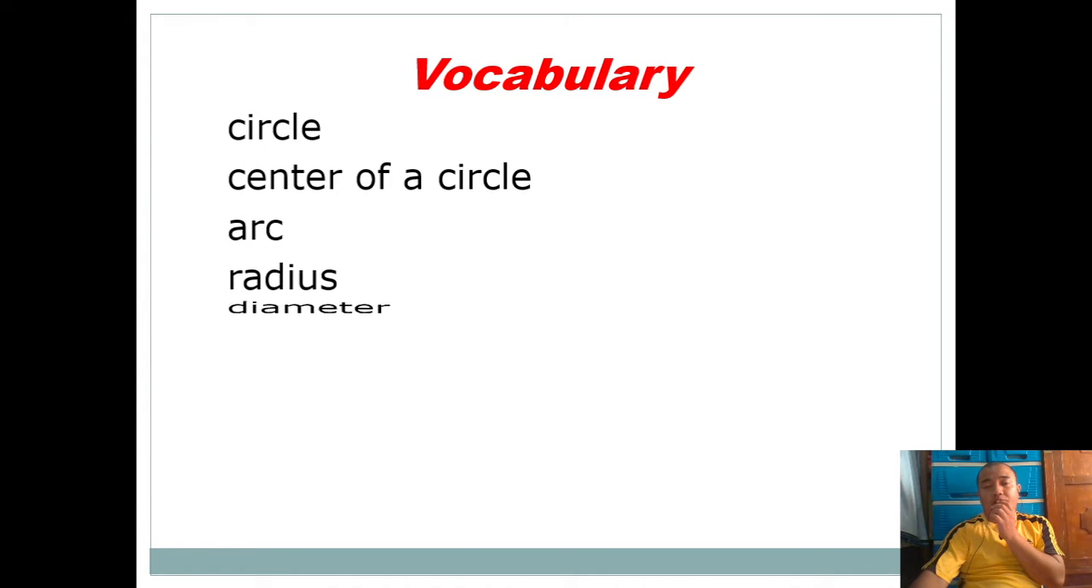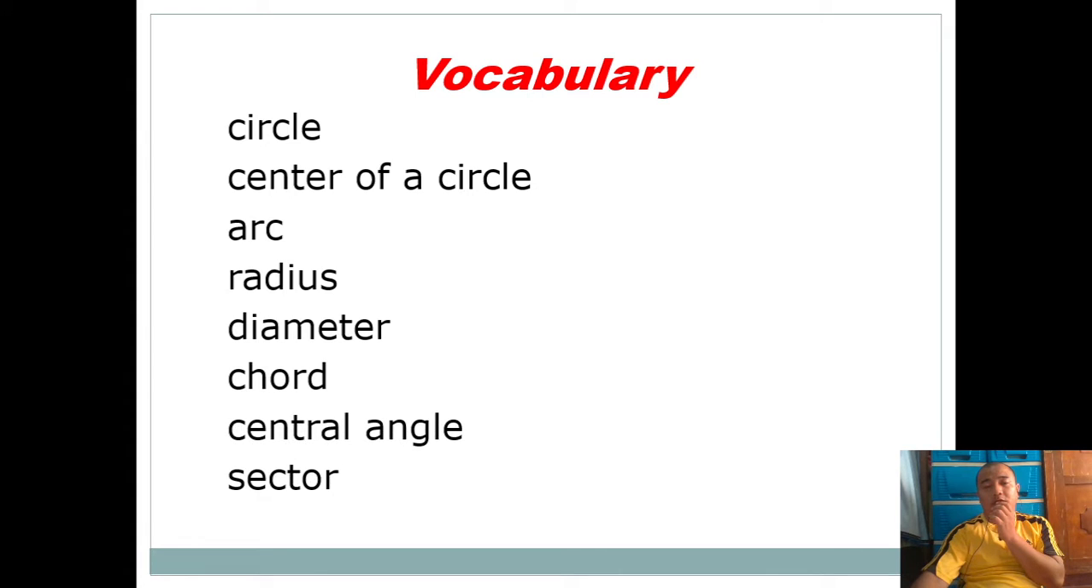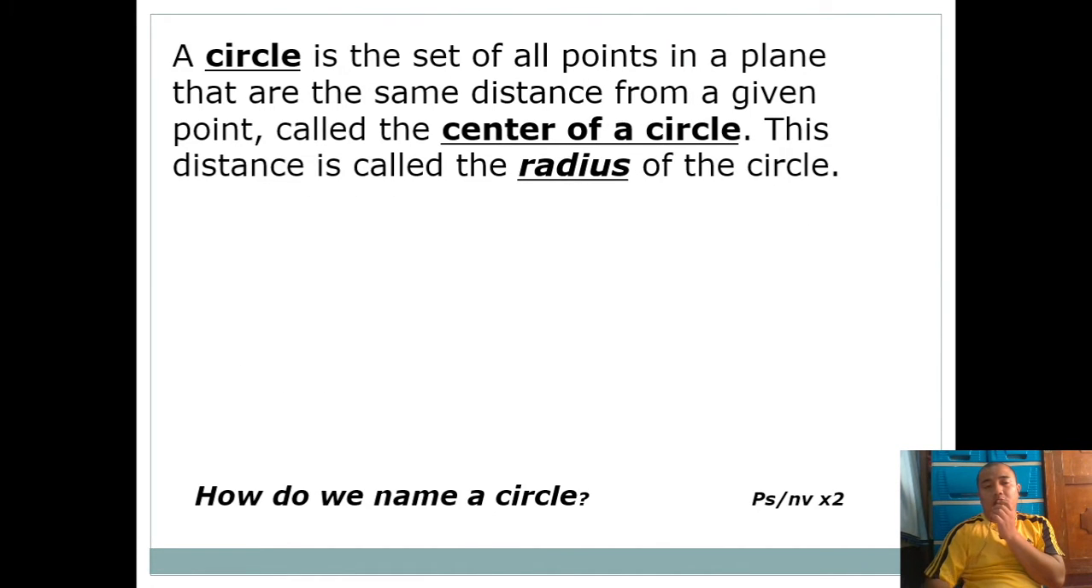For the vocabulary, we have here circle, center, arc, radius, diameter, chord, central angle, sector. So what is a circle? A circle is a set of all points in a plane that are the same distance from a given point, called the center of a circle. This distance is called the radius of the circle.